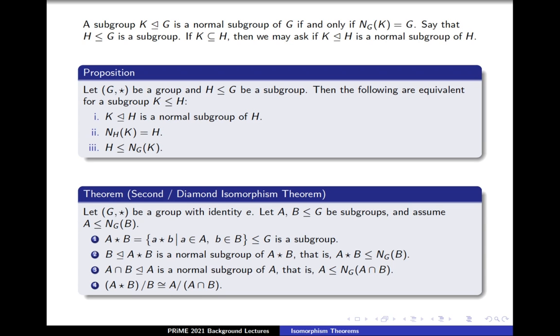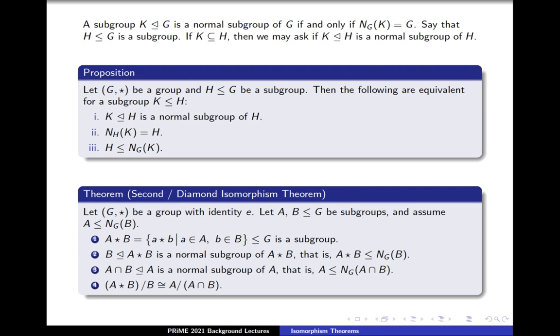Next, we have the second isomorphism theorem, also called the diamond isomorphism theorem. Let G with operation star be a group with identity element little e. Let A and B be subgroups of G, and assume that A is a subgroup of the normalizer in G of B. Okay, so we'll consider the following subset. We take A star B to be the set of all little a star little b for little a in big A and little b in big B. This is a subgroup of G.